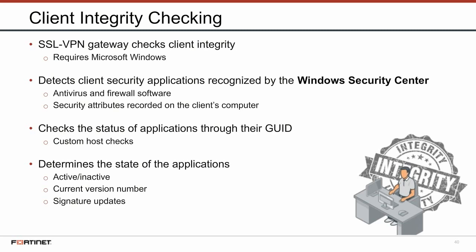One method of increasing your security is through client integrity checking. Client integrity ensures that the connecting computer is secure by checking whether specific security software, such as antivirus or firewall software, is installed and running. This feature only supports Microsoft Windows clients because it accesses the Windows Security Center to perform its checks.